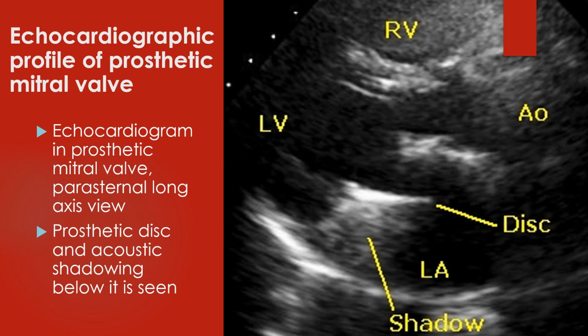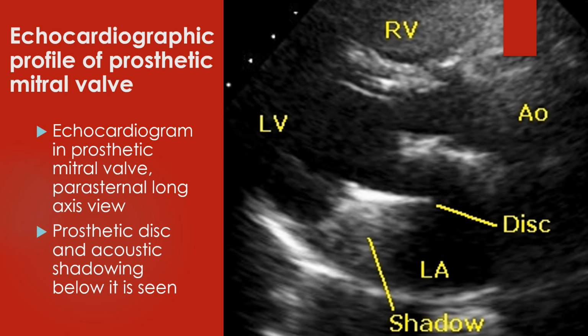Left ventricular outflow tract above the mitral valve can be seen leading to the aorta. Left atrium is seen posterior to the aorta. The prosthetic mitral valve disc is seen in a horizontal position here with significant echo density of the metallic component.